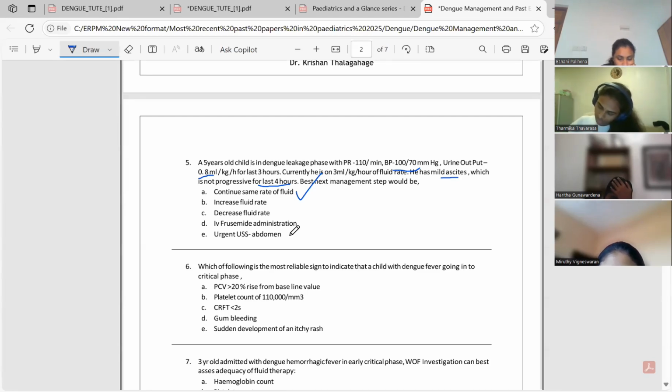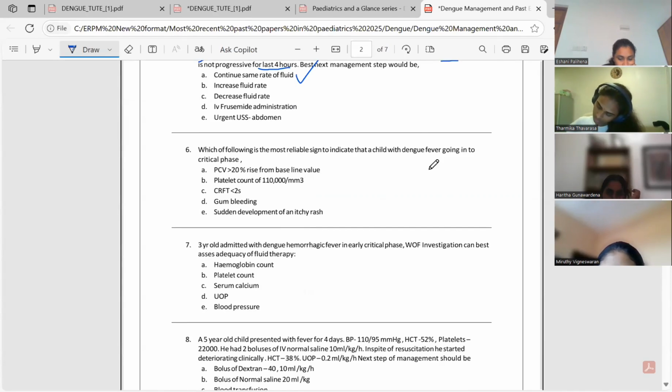Which of the following is the most reliable sign to indicate the child in dengue fever is going into the critical phase? Platelet count should cross 1000, right? Capillary refilling time less than 2 seconds is normal. Gum bleeding is not going to say anything. Gum bleeding could occur without going into shock or leakage. Sudden development of itchy rash means the child has gone into recovery. Right?